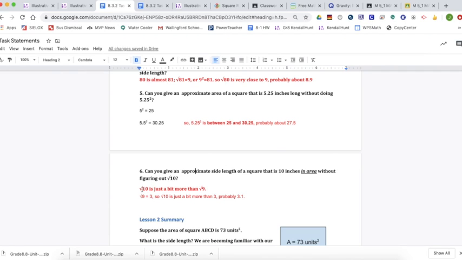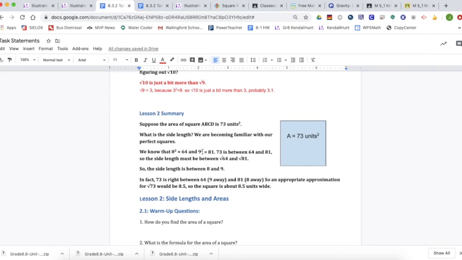So the square root of 10 is just a bit more than the square root of 9. So 10 is just a bit more than 9. And we know the square root of 9 is 3, because we know that 3 squared is 9. So the square root of 10 is just a bit more than 3. It's probably about 3.1. All right, because 3.1 times 3.1 is probably around 10, because 3 times 3 is 9.